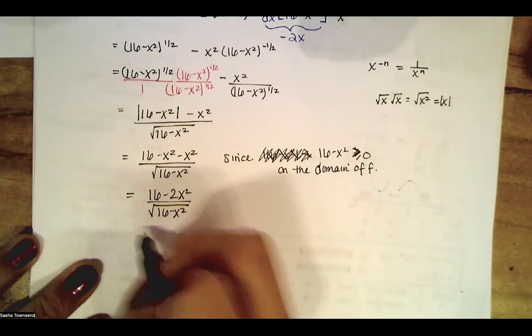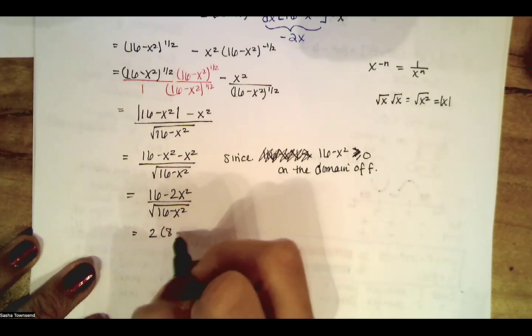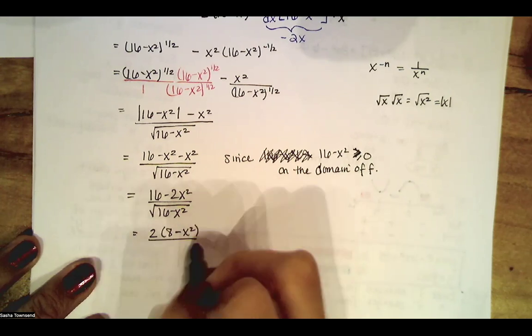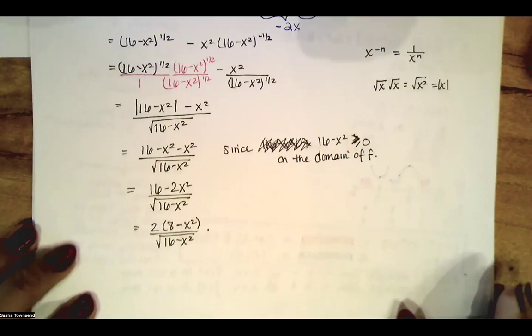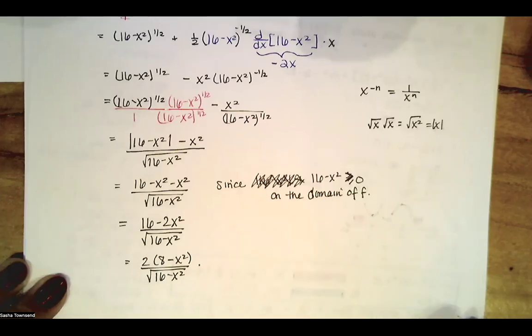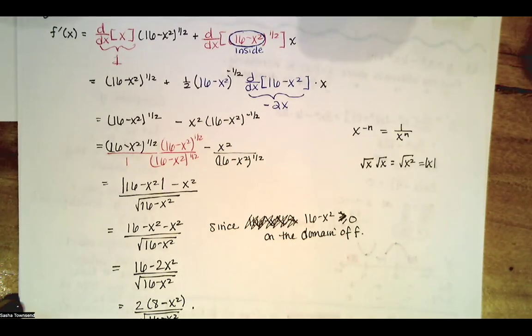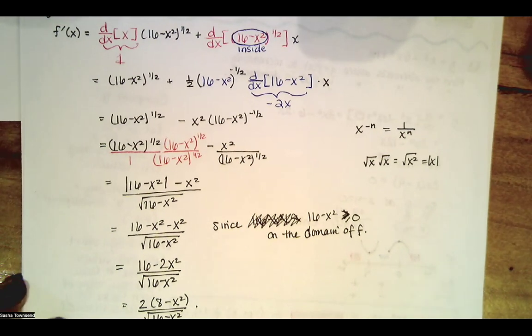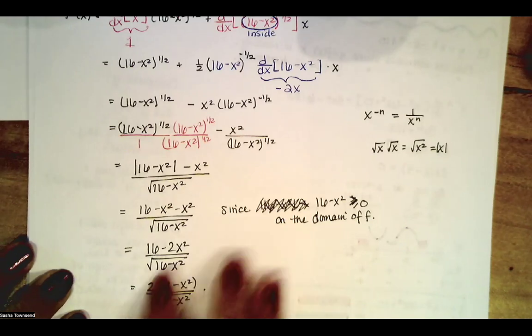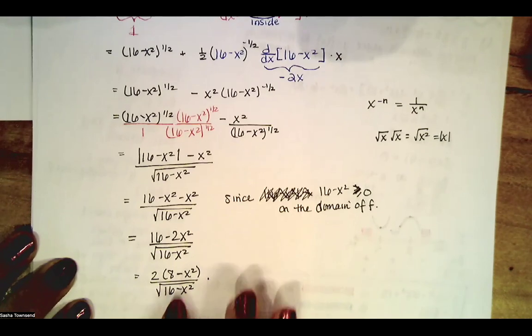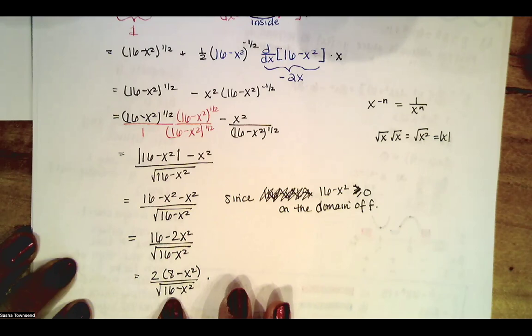And we can factor out a 2. So this is 2 times the quantity 8 minus x squared, all divided by the square root of 16 minus x squared. Okay. So that is our f prime. Now, the critical values correspond to x values that are in the domain, for which the derivative is either 0 or the derivative is undefined.